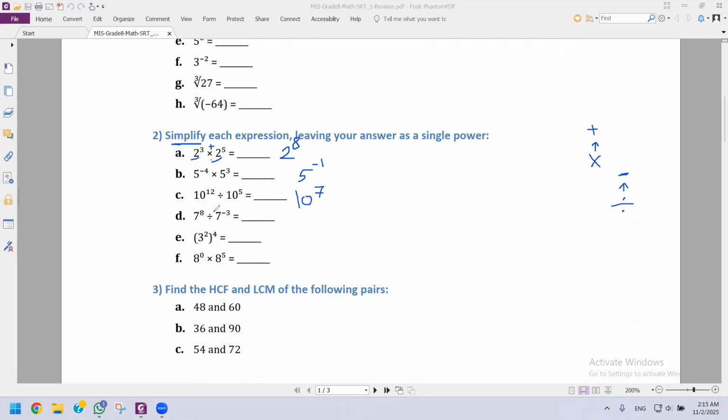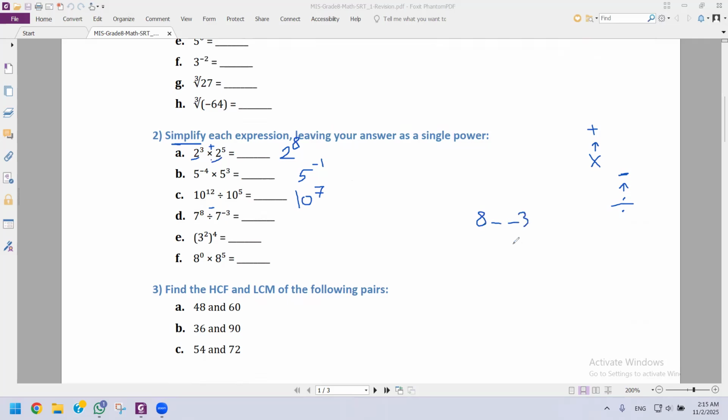Good. Okay. Next one. Again, division. So I have to subtract. But here we need to be careful. What do I have? I have 8 minus 3.